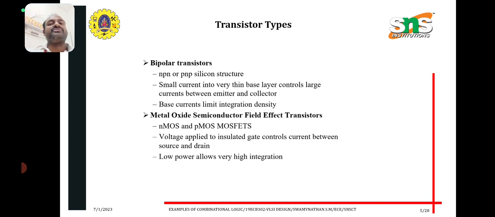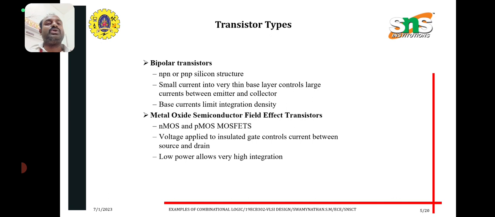Next we go to the metal oxide semiconductor field effect transistor, that is MOSFET. For MOSFET we use NMOS and PMOS transistors. NMOS works if you give input 1. If you give input 0, the PMOS works. PMOS is connected at the VDD level and NMOS is connected at the ground level.